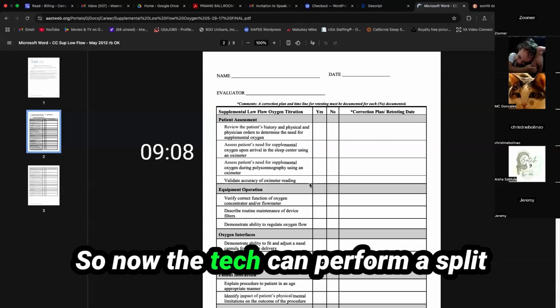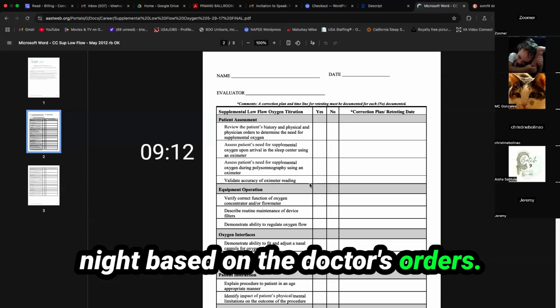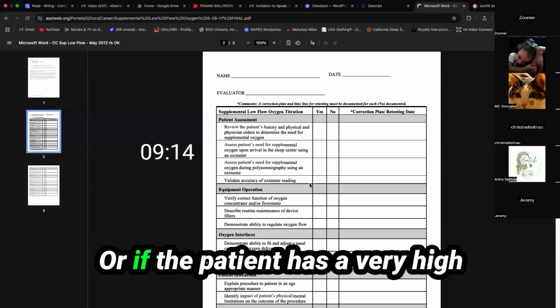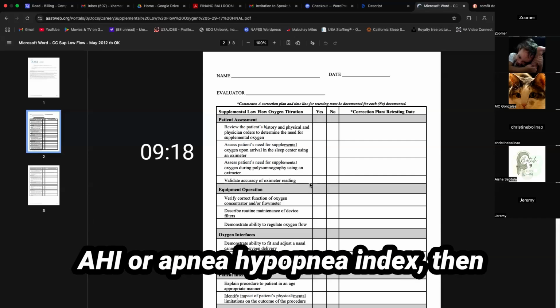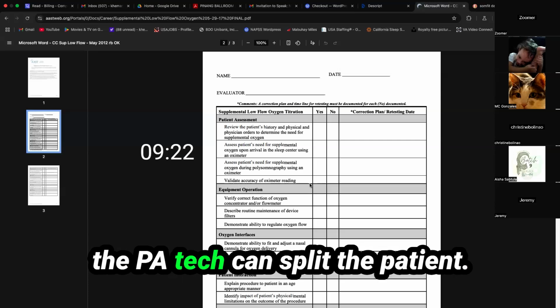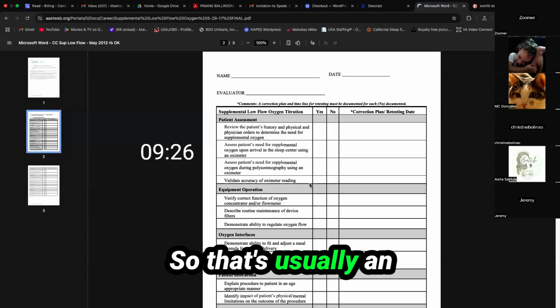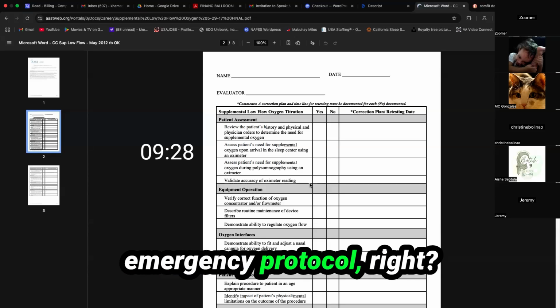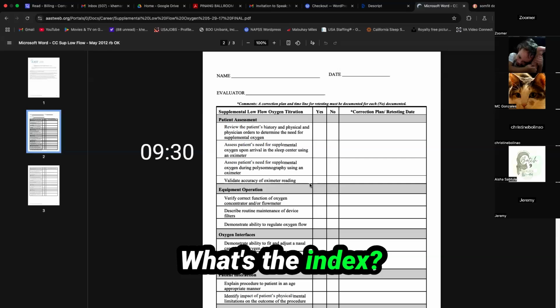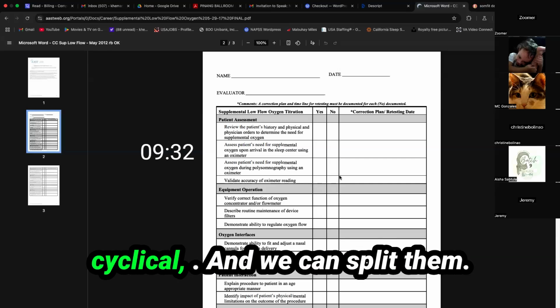So now the tech can perform a split night based on the doctor's orders, or if the patient has a very high AHI, or apnea-hypopnea index, then the tech can split the patient. That's usually an emergency protocol, right? What's the index? As long as severe. It's cyclical and we can split them.